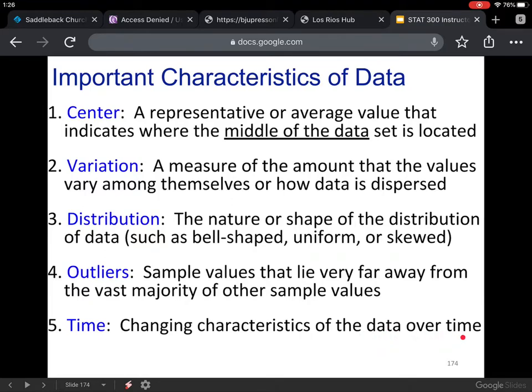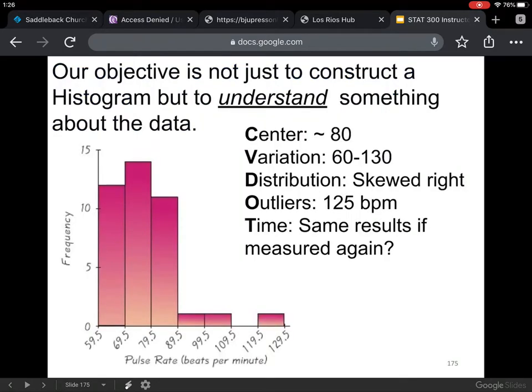If you change the characteristics, will the characteristics change if you do this experiment over or take the survey over again? Right? That's the question that pertains to the time in CV dot. So let's actually do this CV dot for this previous example. Our objective is not to just construct the histogram, but again to understand something about the data. So if you just eyeball it, at this point we don't have a calculation for the center. Let's eyeball it.